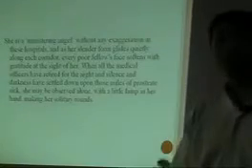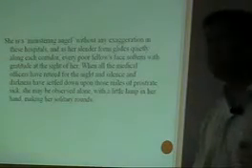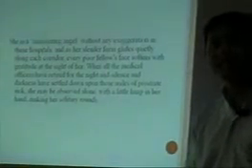Now, that scenario made Florence Nightingale develop the environmental theory, because for her, it was the environment that played a very major role in the development of diseases and the improvement of the patient's condition. Okay, there was a very striking description of Florence Nightingale: she is a ministering angel without any exaggeration in these hospitals, and her slender body form glides quietly along each corridor.